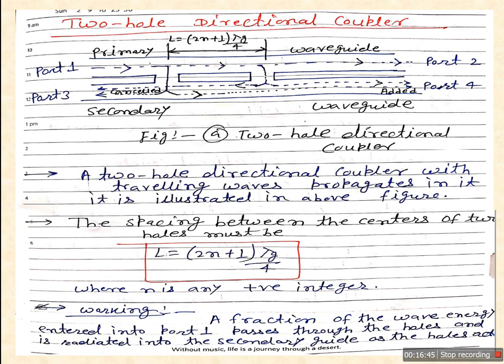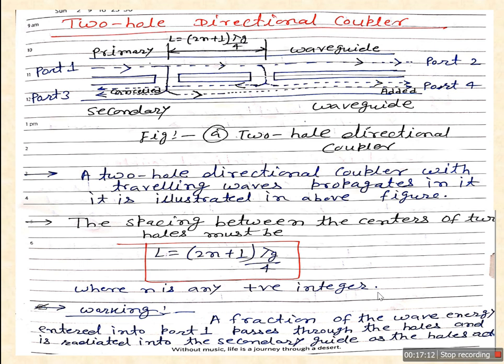Now the other topic is the two-hole directional coupler. Here you can see the two holes. A two-hole directional coupler with traveling waves propagating is illustrated in the above figure. The spacing between the centers of the two holes must be L equal to (2n plus 1) lambda g by 4, where lambda g is the guided wavelength and n is any positive integer.